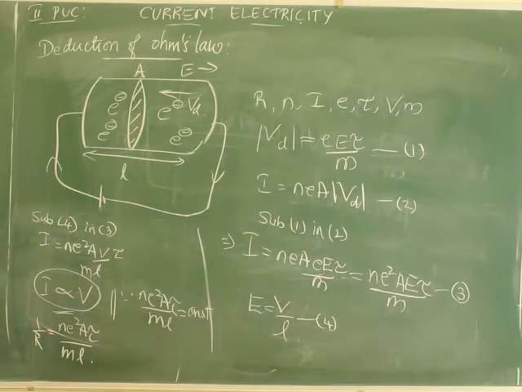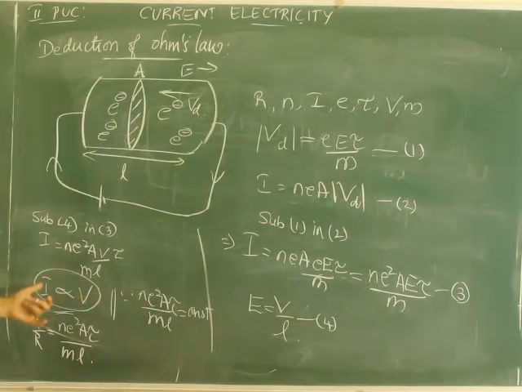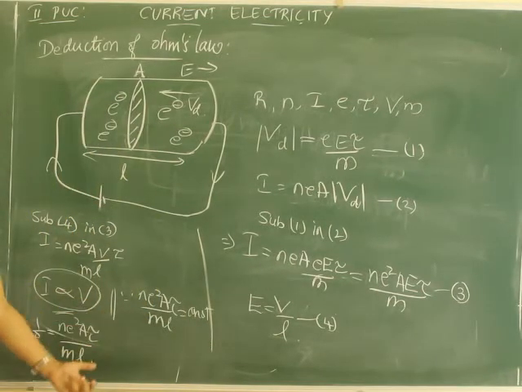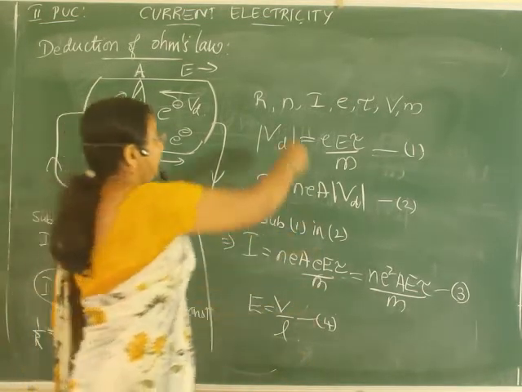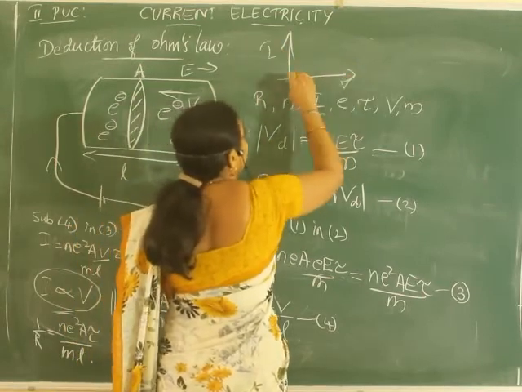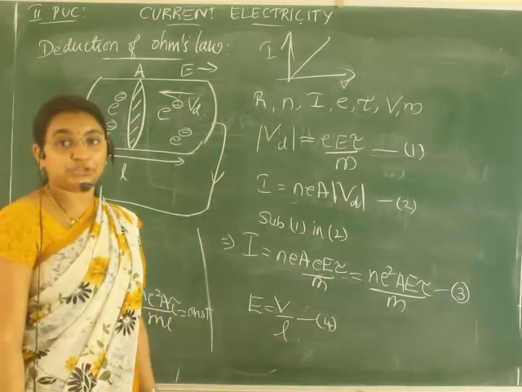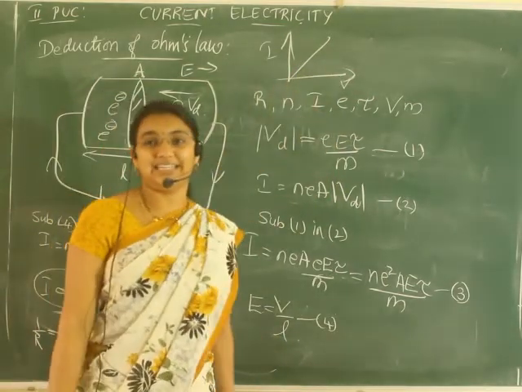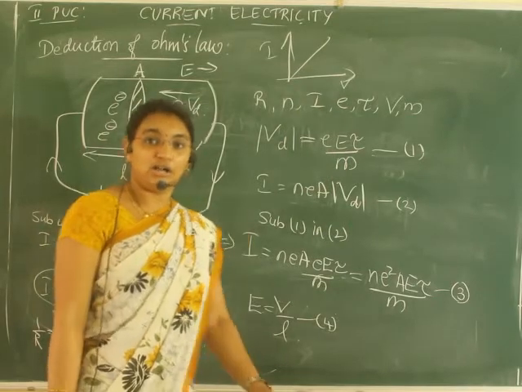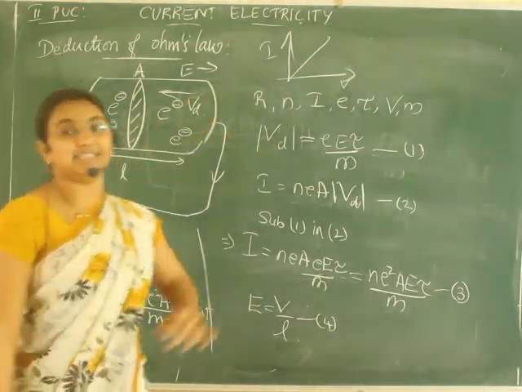What is that limitation? Before speaking about the limitation, one more thing I want to say is, since I is proportional to V, if we plot a graph of I versus V, it should be a straight line. Since it is directly proportional, the graph should be a straight line. Understood? Always, if we plot a graph for Ohm's law, it should be a straight line.